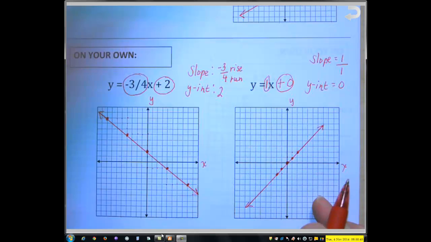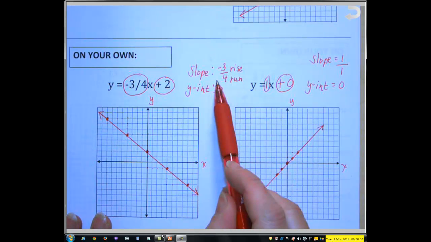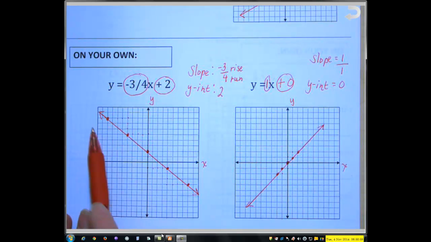So let's check ourselves. Does this make a line with a positive slope? Yes, it does, because our line is slanting uphill. Let's check this one over here. Our slope was supposed to be negative. So do we have a line with a negative slope? Yes, we do, because this line is slanting downhill.